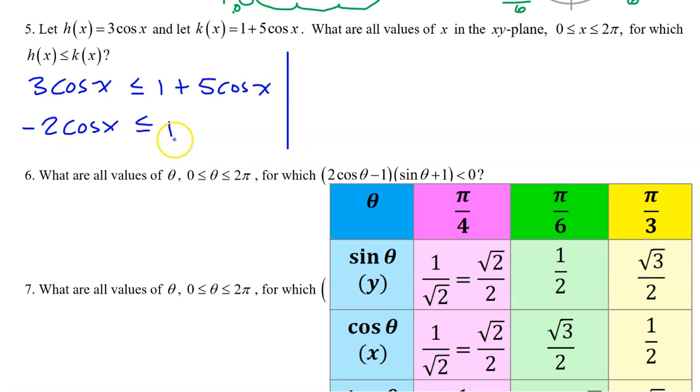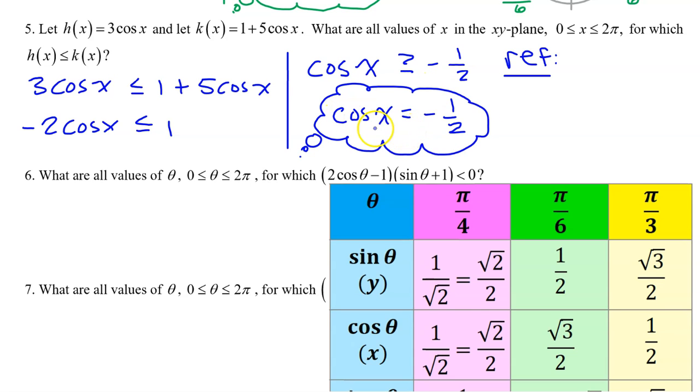Wait! Be careful. You have to remember back to Algebra 1 when you learned that when you divide or multiply by a negative number, you must always remember to reverse the direction of the inequality. So please be very careful and remember to do that. So dividing both sides by -2, we get cosine of x is greater than or equal to -1/2.